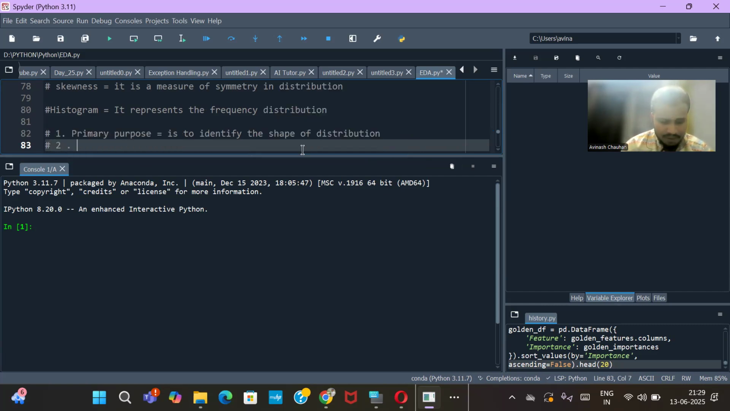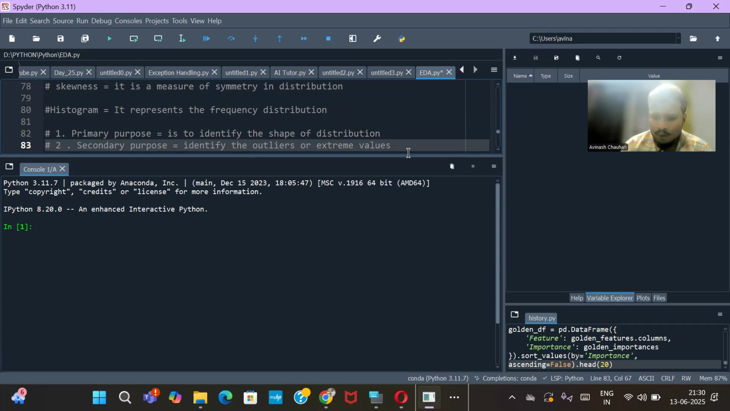And what is my secondary purpose? Secondary purpose is to identify the outliers or extreme values. Just keep it in mind. This is again an interview question for you, so make sure to note this. What is the primary and secondary purpose of histogram? Primary purpose is to identify the shape of the distribution, secondary purpose is to identify the outliers. And how we can identify the outliers, I have shown now.